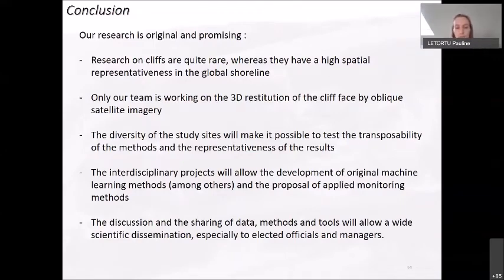The diversity of the study sites will make it possible to test the transposability of the methods and the representativeness of the results. The interdisciplinary project will allow the development of original machine learning methods, among others, and the proposal of applied monitoring methods. The discussion and the sharing of data, methods, and tools will allow wide scientific dissemination, especially to elected officials and managers. Thank you.